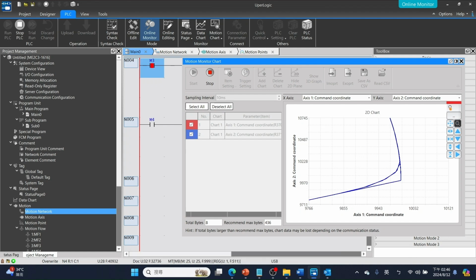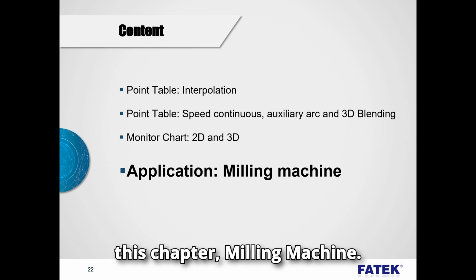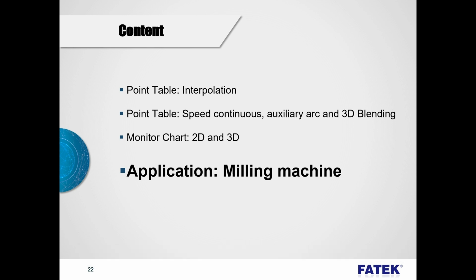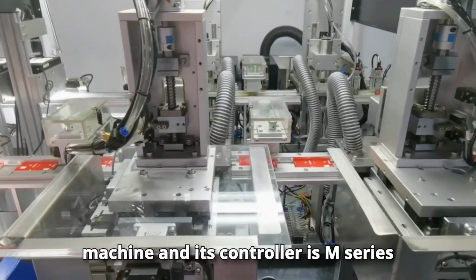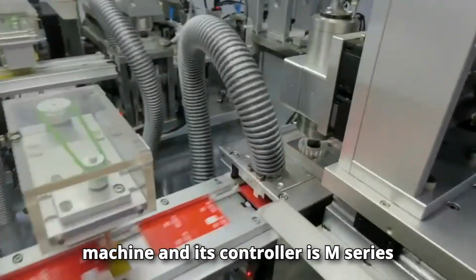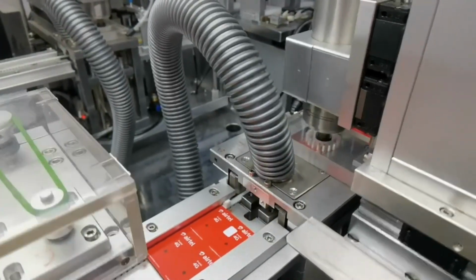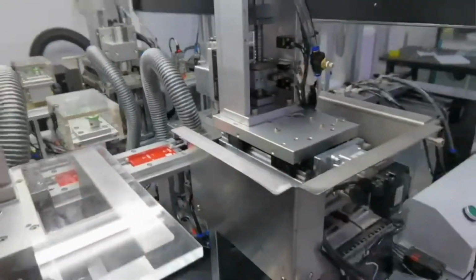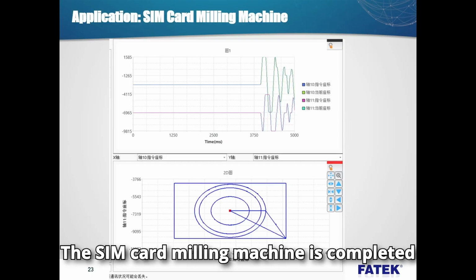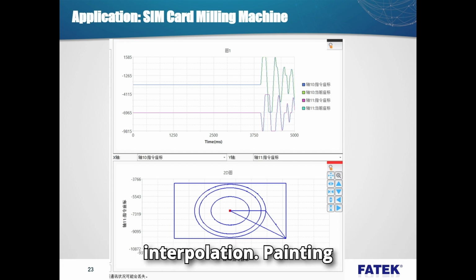Demonstration complete. Practical application of the contents of this chapter. Milling machine. Here is the video of a SIM card milling machine, and its controller is an M-Series PLC. The SIM card milling machine is completed using simple linear and arc interpolation.